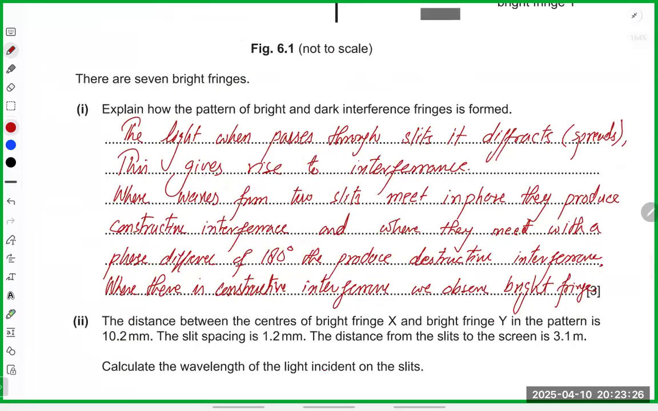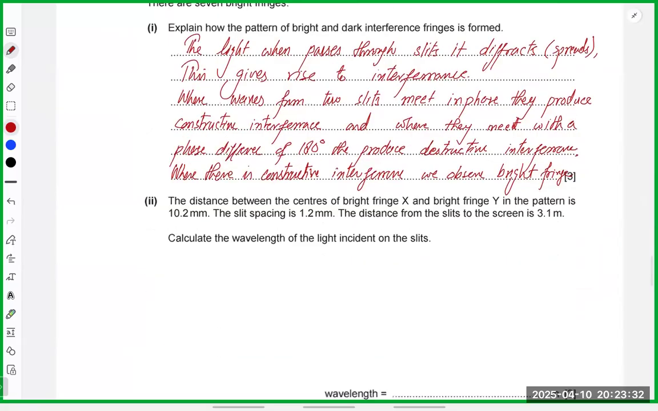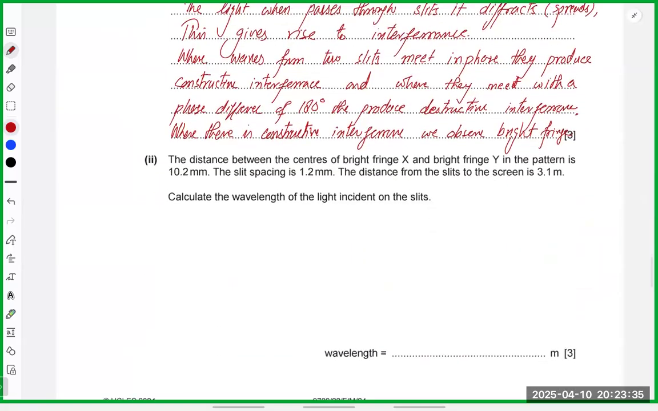If you want to write a line, you can also say that where there is destructive interference, we observe a dark fringe. The distance between the center of bright fringes X and Y in the pattern is 10.2 millimeter. The slit spacing is 1.2 millimeter. The distance from the slit to the screen is 3.1 meter. Calculate wavelength.